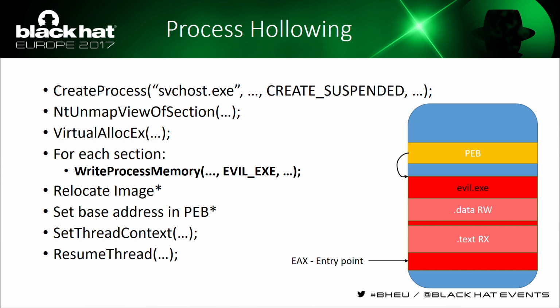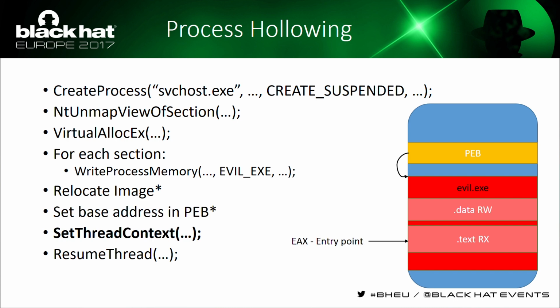At which point we can relocate the image if necessary. We can set the base address in the process environment block if we changed it, which is not necessary in this example. And then all we have to do is just change the EAX register to point to the correct place in the text section, and finally resume the execution. And so the process starts working, and it's basically a malicious process that's masqueraded inside of a legitimate Windows executable.